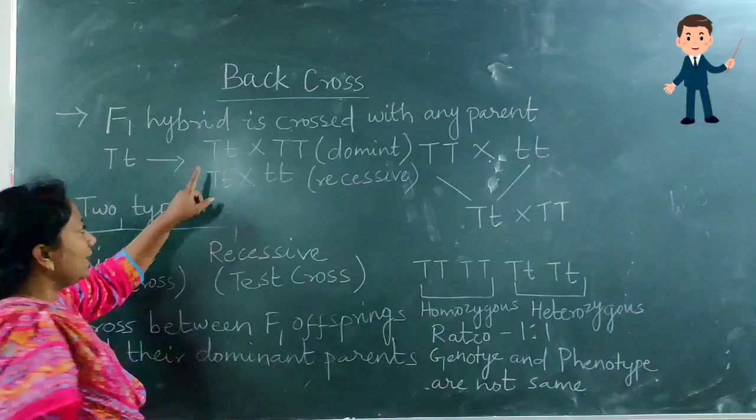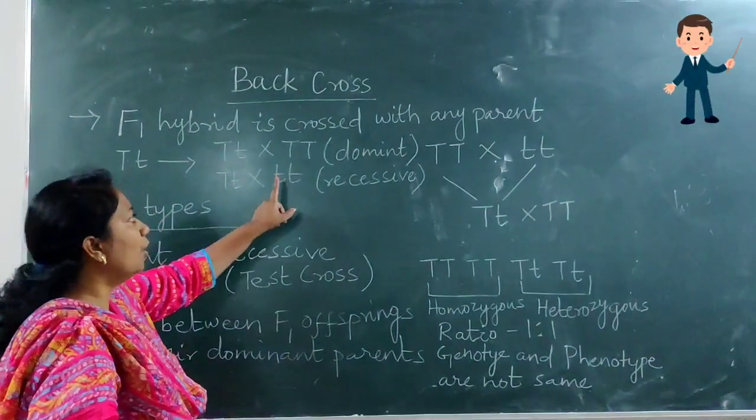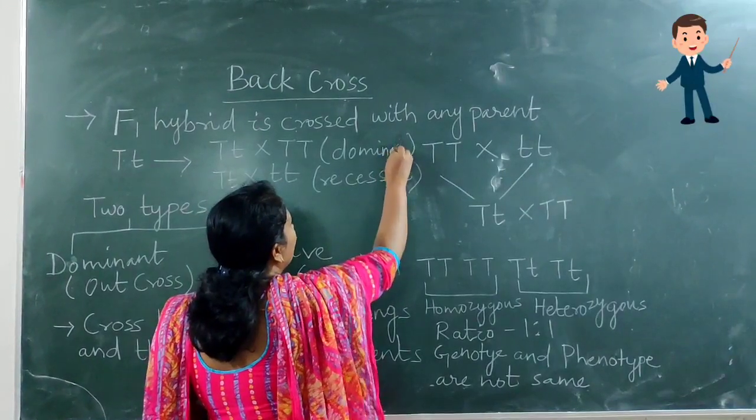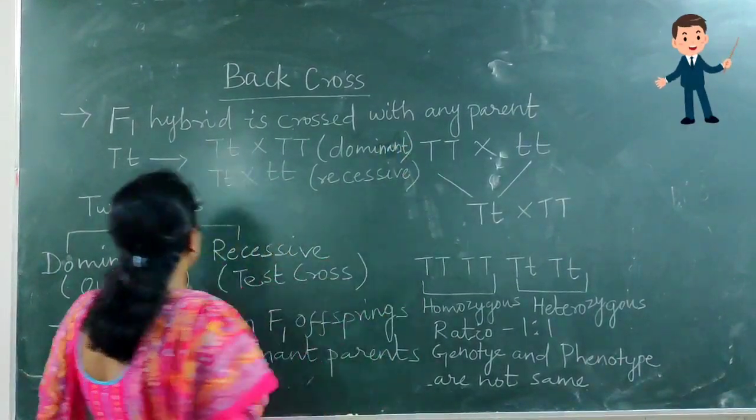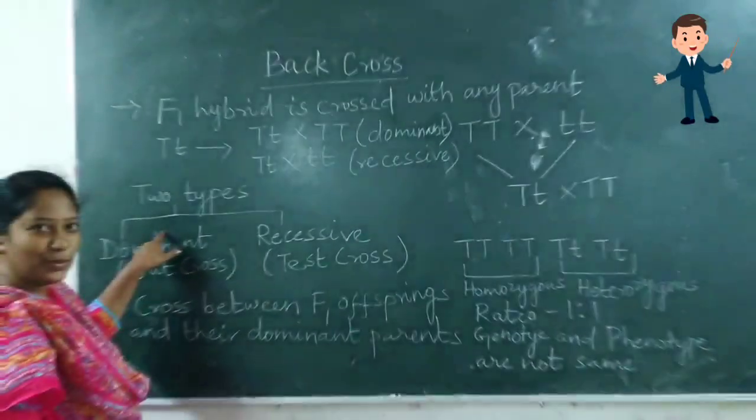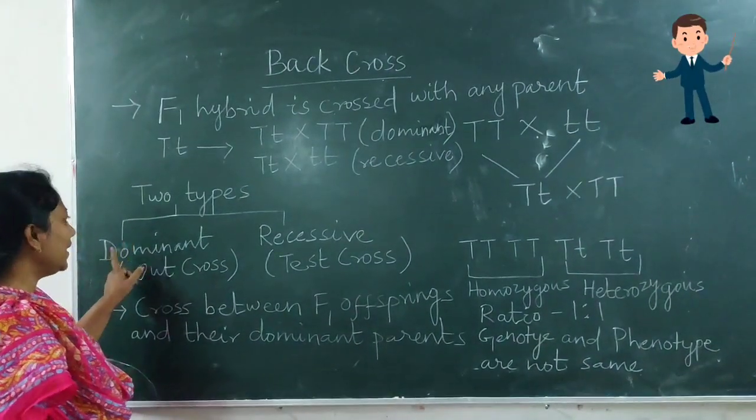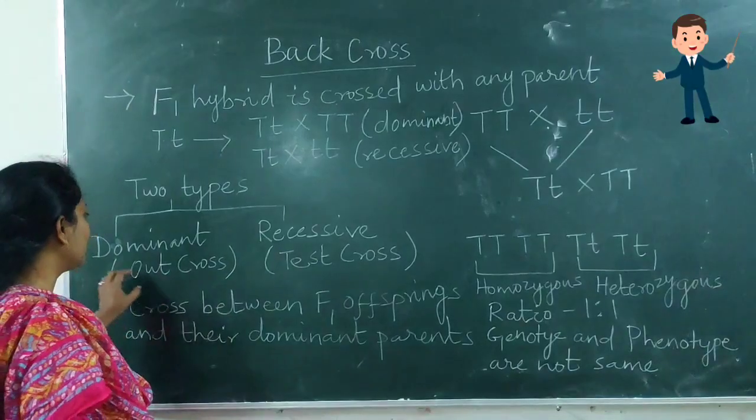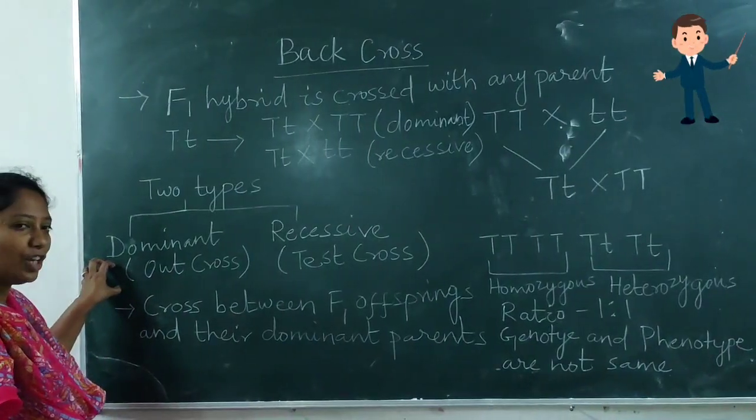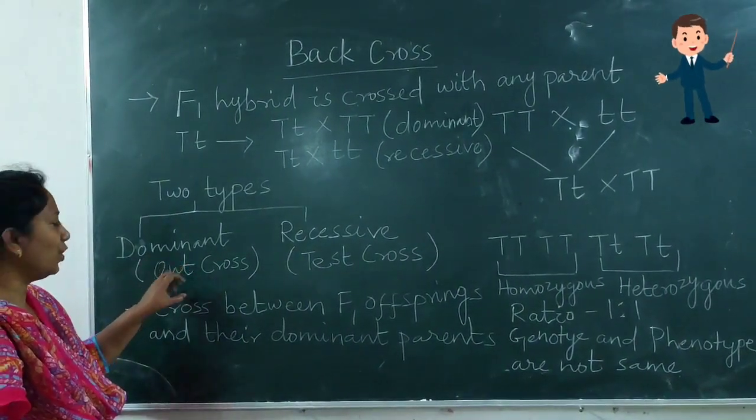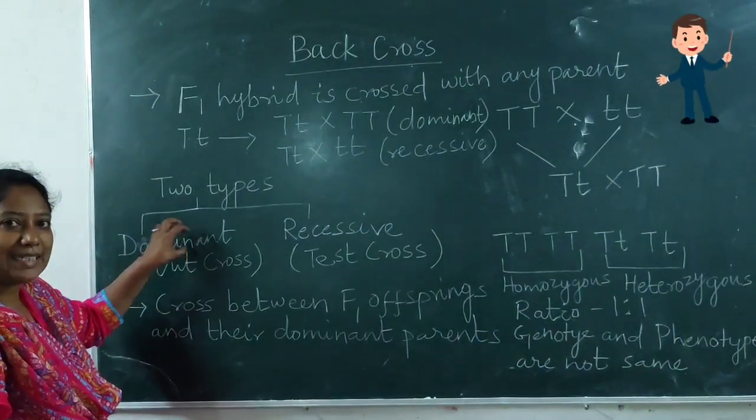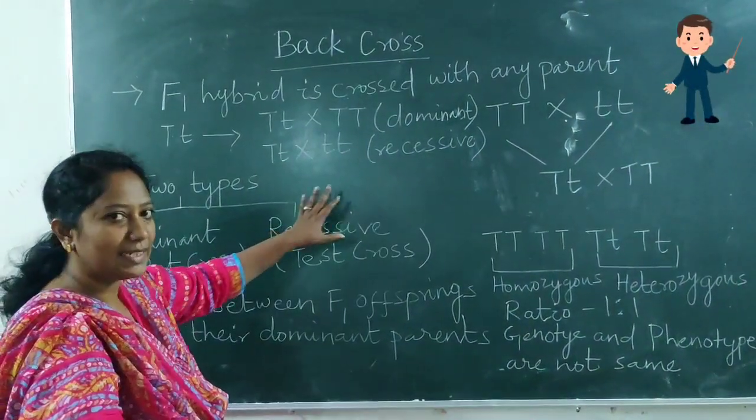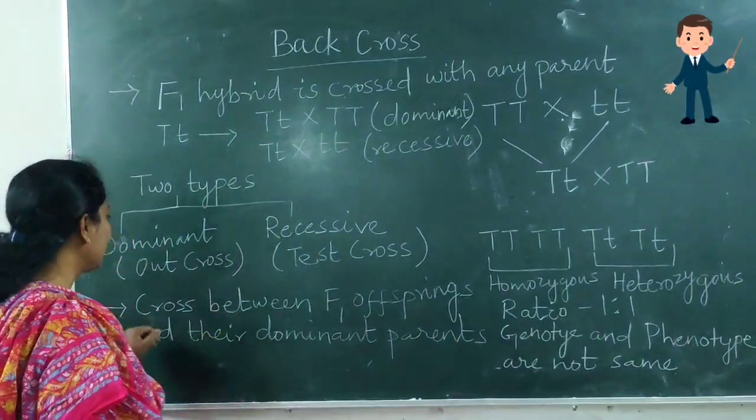Then we cross with dominant parent or recessive parent, then this type of cross is known as back cross. It is of two types. First one is dominant back cross and the next one is recessive back cross. What do you mean by dominant back cross, or what it is called? Dominant back cross is otherwise known as outcross and recessive back cross is otherwise known as test cross.